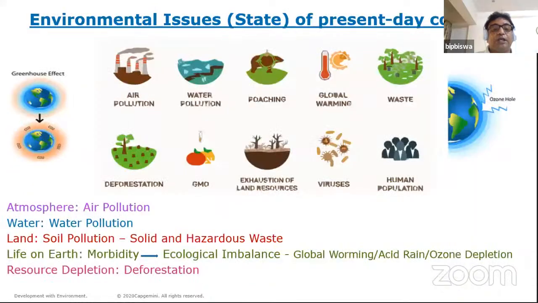So once we do that, it creates or changes the environmental issues of state, many of which are very well known. That means air pollution, water pollution, global warming, and also soil pollution through solid and hazardous waste management. And there is ecological imbalance when it is done unscrupulously, leading to calamities like global warming, acid rain, ozone depletion, which some of you are aware of.